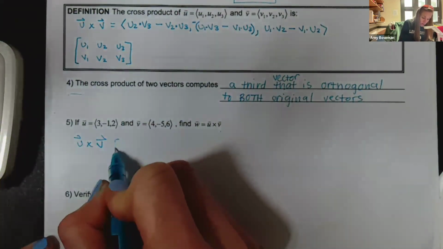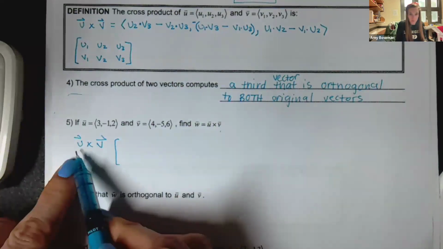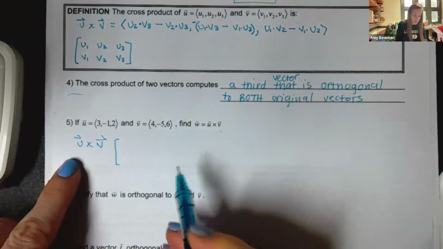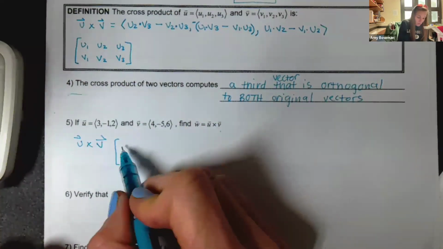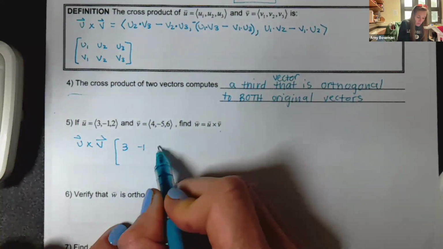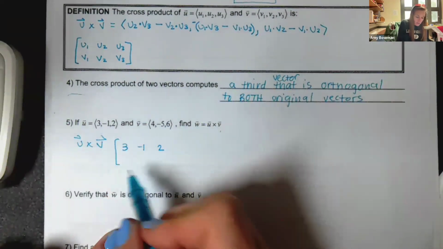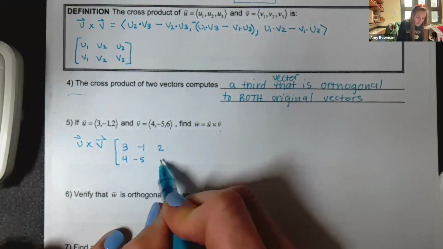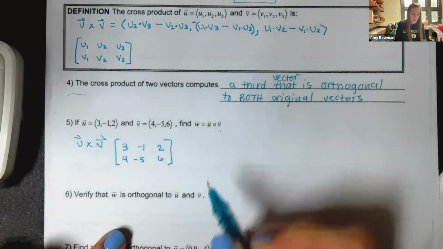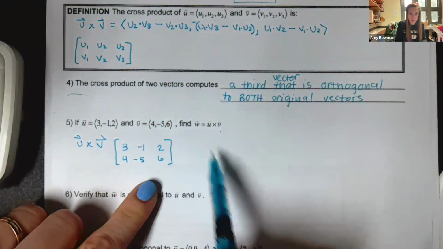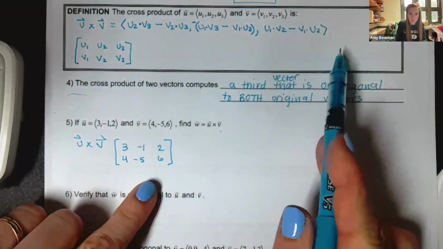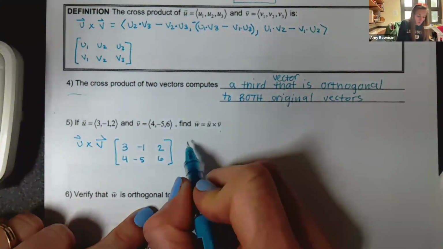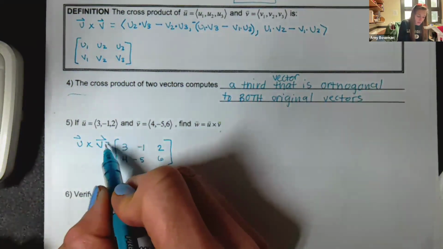Whichever one you're starting with, in this case, vector U, that's the first row of our matrix. So we would put our three components here, 3, -1, and 2. Vector V is 4, -5, and 6. So this is just the visual to help us set up and apply this formula.